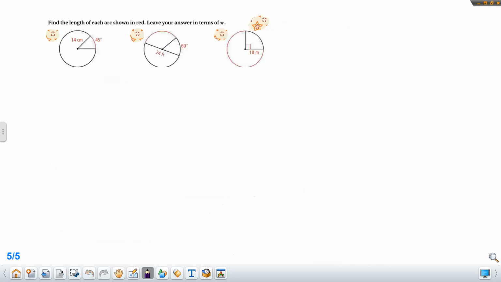Next question, the last one. Find the length of each arc shown in red. First, you must know the rule for how to find the length or measure of the arc. Length of the arc over 2 pi r equals measure of the arc over 360.